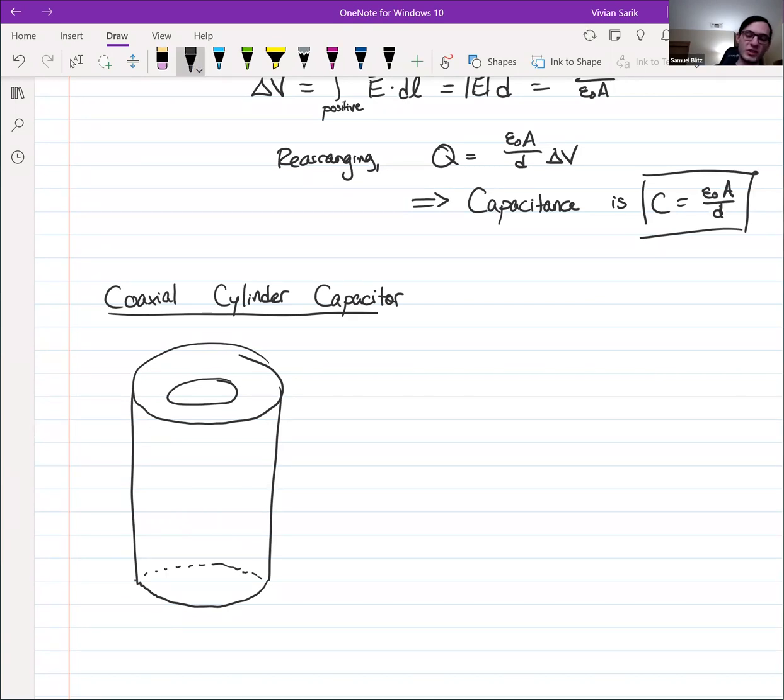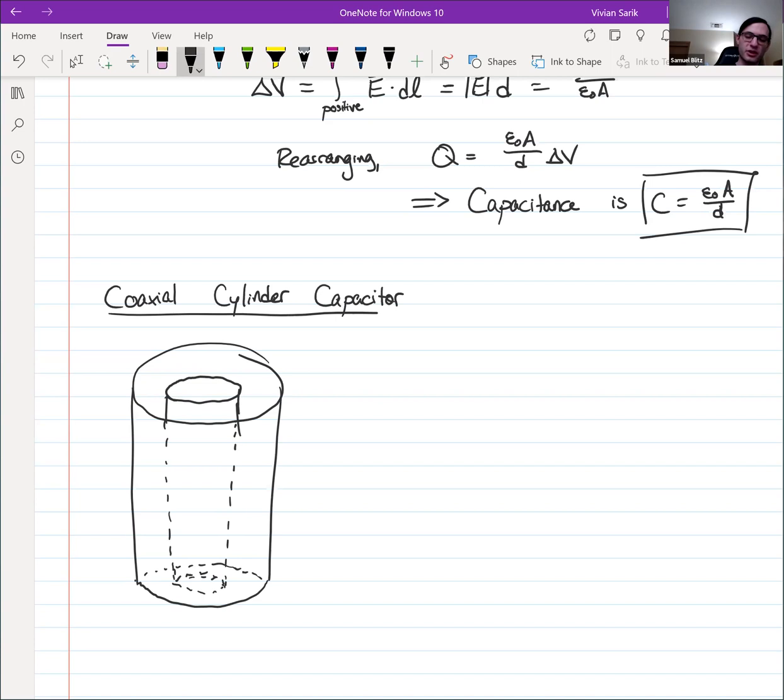One of the cylinders is like a hollow tube, and the other one might be a rod, or it might just be another hollow tube. It doesn't actually matter. But it's a coaxial cylinder. Let's say that this one is plus Q. Sorry, not plus A. Oh boy.